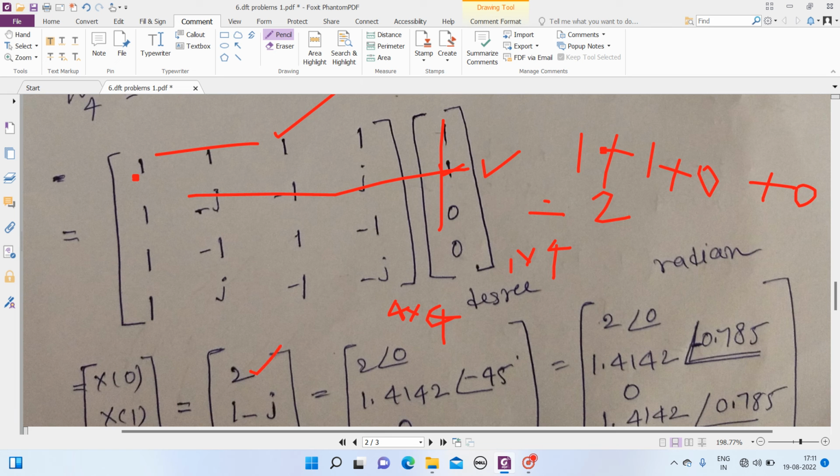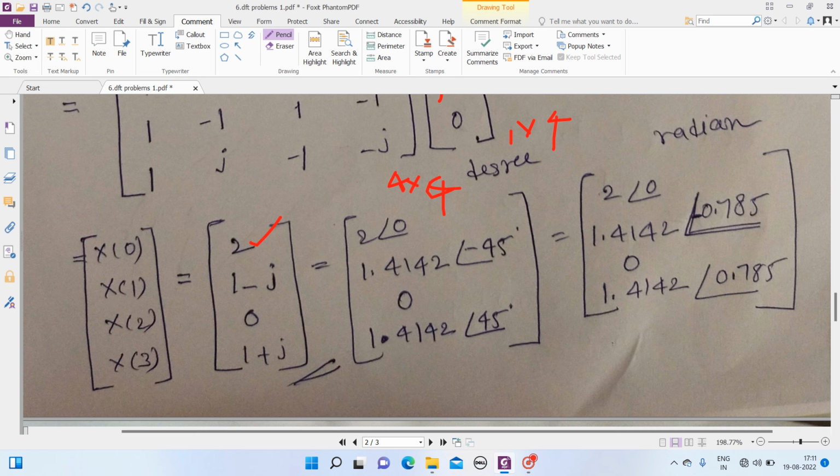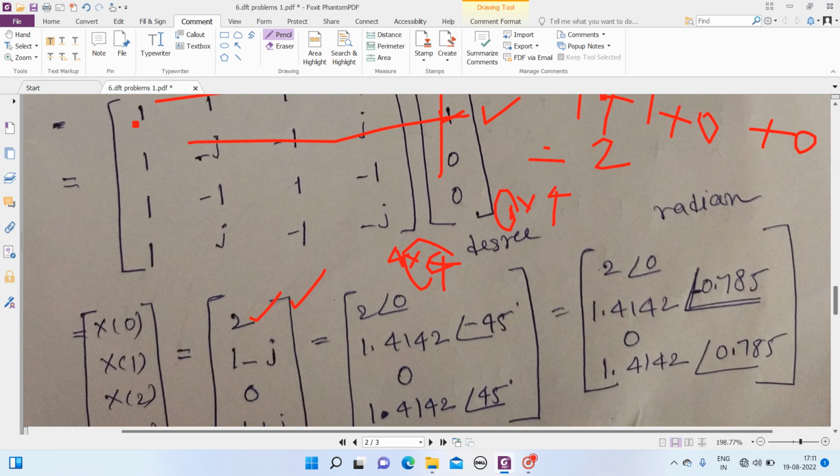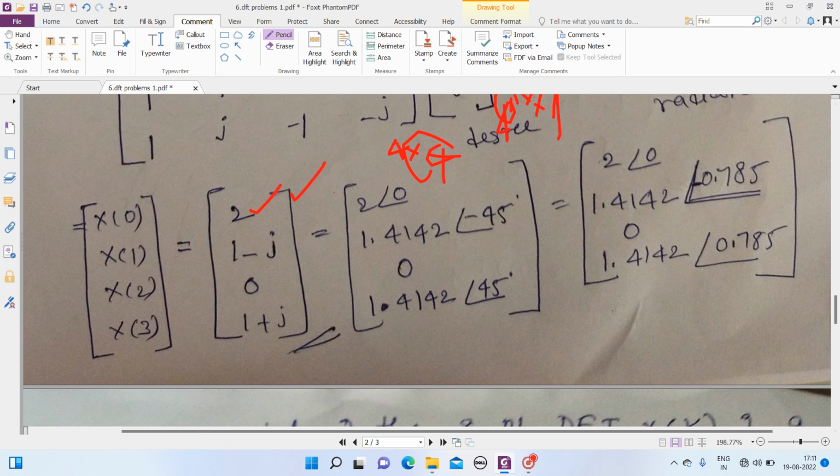Similarly, you have to compute the other 3 rows. So finally, you will get this answer. This is the x of k answer. It is in complex numbers. We will get 4 rows, 1 column, that is row into column, 4 into 1. So we get this answer in complex numbers.